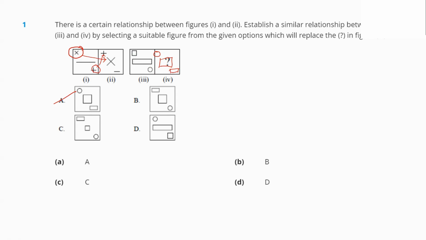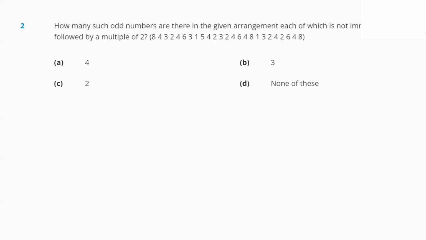Moving on to question number 2. How many odd numbers are there in the given arrangement, each of which is not immediately followed by a multiple of 2? As we can see, there is a first odd number but it is followed by a multiple of 2. Then this is our first odd number followed by another odd number. This is also followed by a multiple of 2. This is the other number. So we have 2 numbers. So our answer is option C. Moving on to the next question.